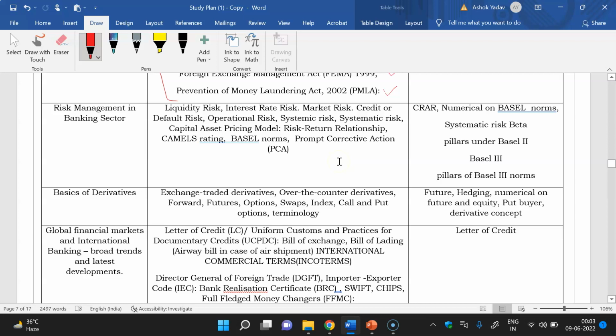Risk management in the banking sector, different types of risk, very important. Specifically, a CRAR numerical was asked related to the Basel norms, systematic risk, pillars under Basel 2, Basel 3. These are very important. In this, PCA, Prompt Corrective Action framework is very important. Basel norms are very important from this chapter. Last year, a descriptive question was asked on the Basel norms.